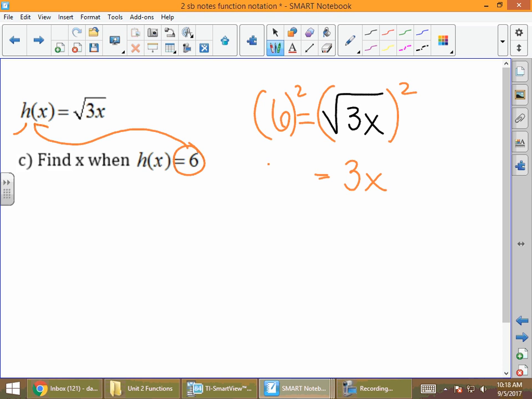6 squared is 36, because it's 6 times 6. Well, 3 times x, the inverse operation is to divide. We're going to divide both sides by 3. And we get x equals 12. Our input is 12. Our output is 6.